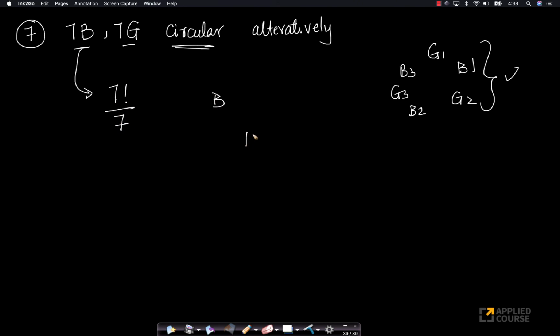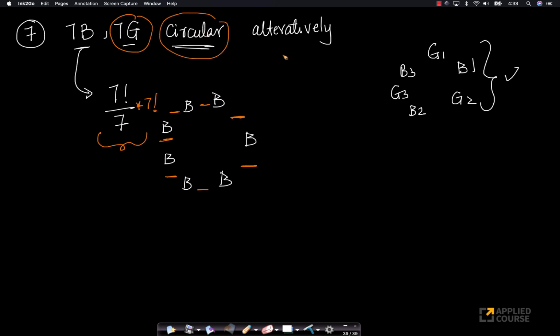So I have boy 1, 2, 3, 4, 5, 6, and 7. Next, I have 7 girls. Now, how many positions do I have? I can place a girl here, 3, 4, 5, 6, 7. So I have 7 positions and I have 7 girls. In how many ways can I place them? I can place 7 girls in 7 positions in 7 factorial ways. So the total number of ways I can place 7 boys and 7 girls in a circular formation such that boys and girls alternate is 6 factorial into 7 factorial.